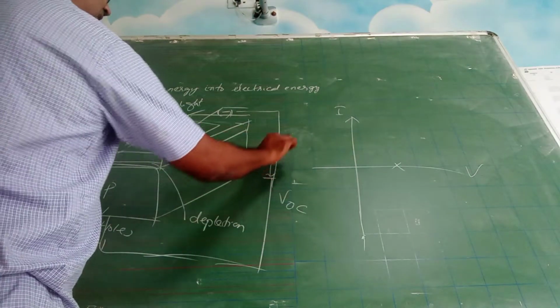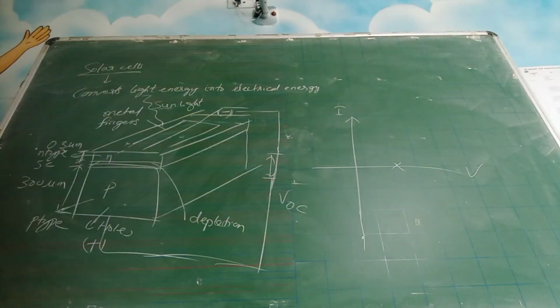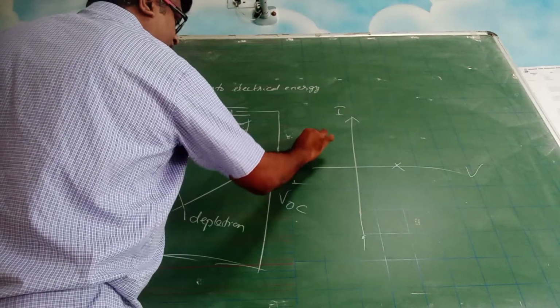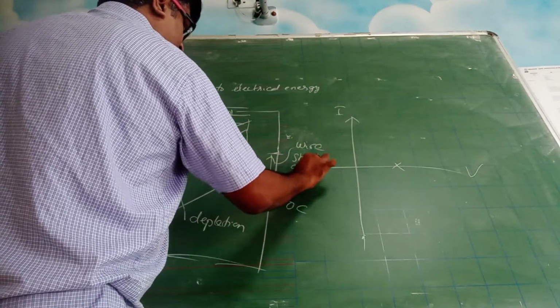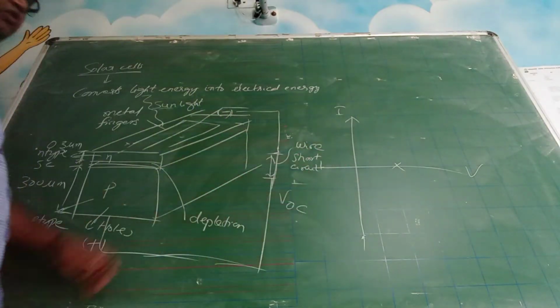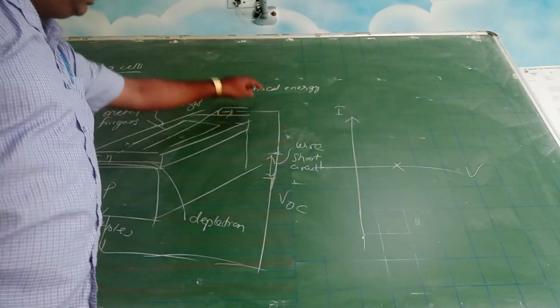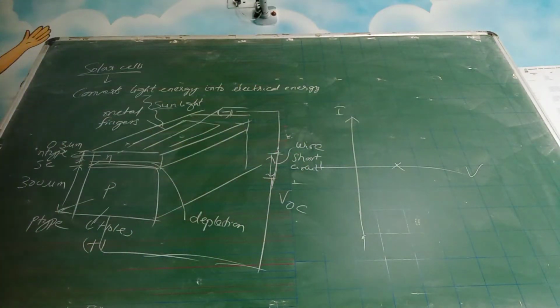I'll just put a wire here. By putting a wire, I am short circuiting it. What am I doing actually? I am short circuiting it. If I put a wire, then there will be a flow of current in this wire.